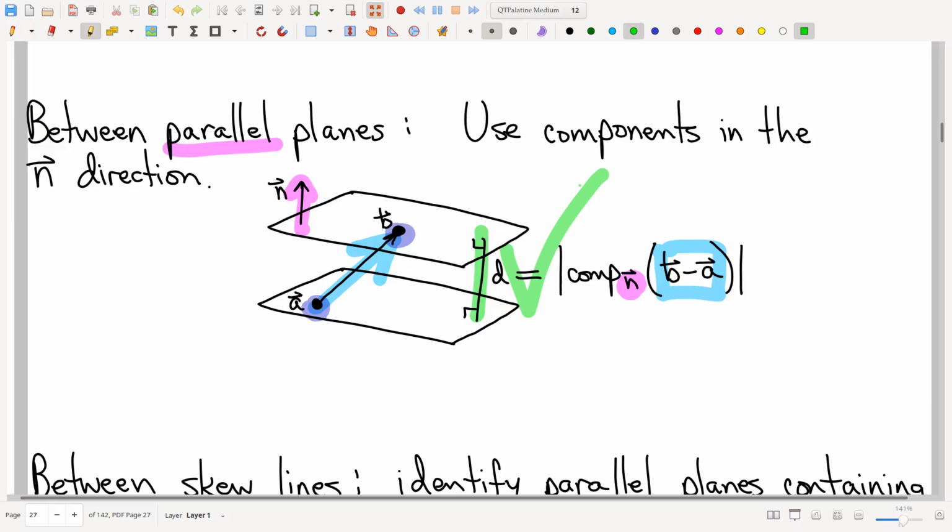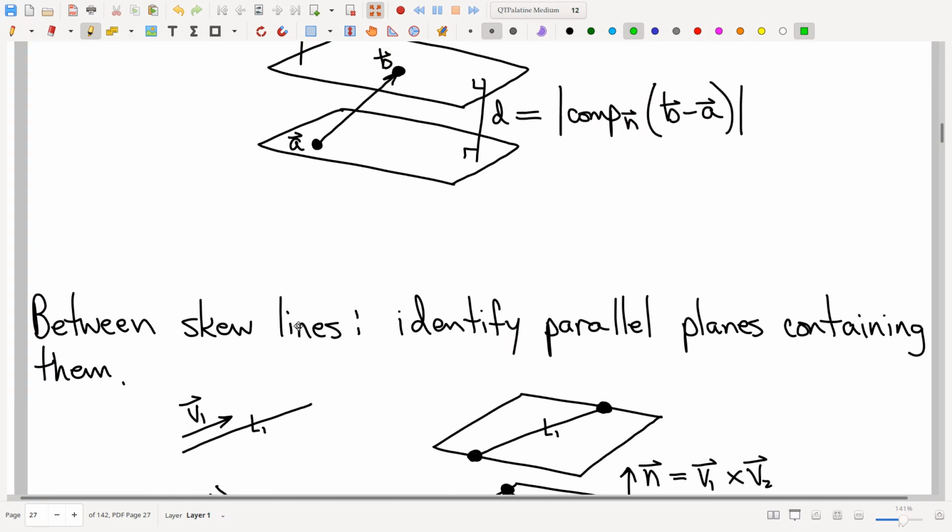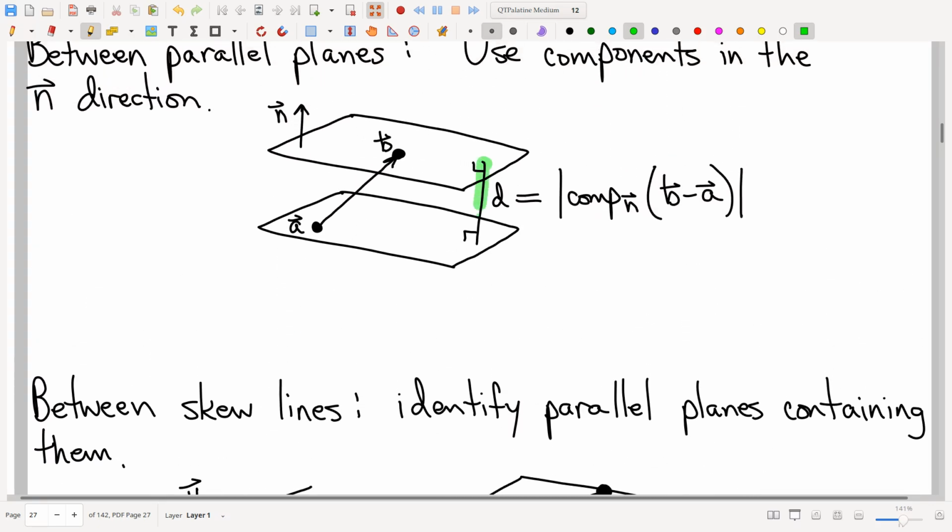So in this case, like for this last example, would this just be the length of the normal vector? Nope. The distance is this formula right here. So the normal vector is involved, right? But the normal vector doesn't tell the whole story.